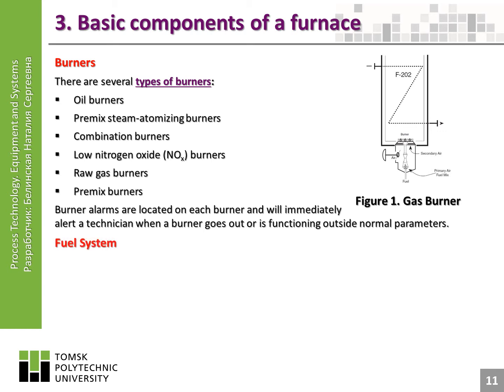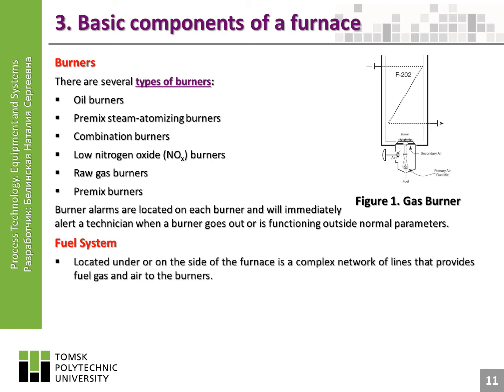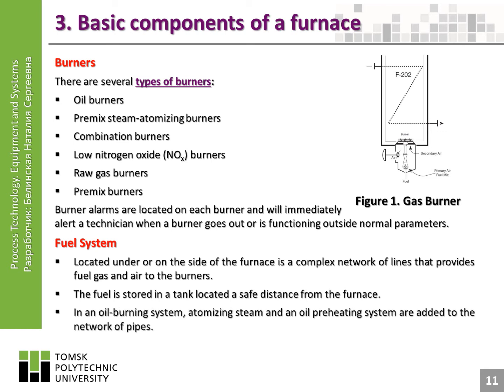Fuel system. Located under or on the side of the furnace is a complex network of lines that provides fuel gas and air to the burners. The fuel is stored in a tank located a safe distance from the furnace. In an oil-burning system, atomizing steam and an oil preheating system are added to the network of pipes.